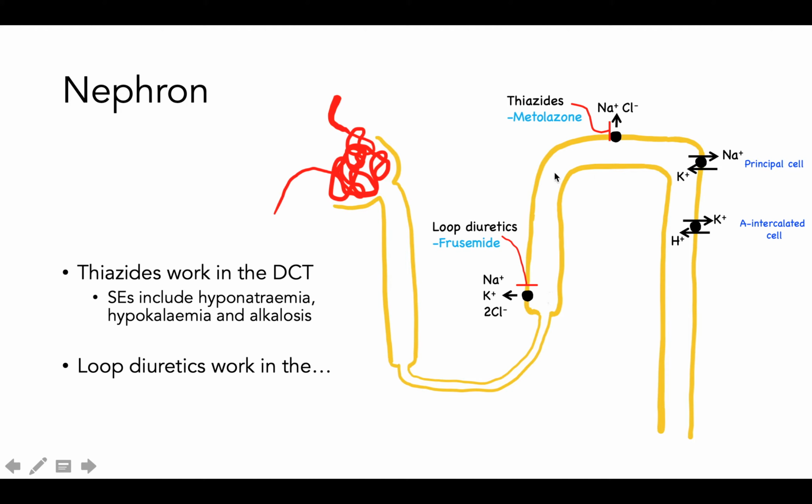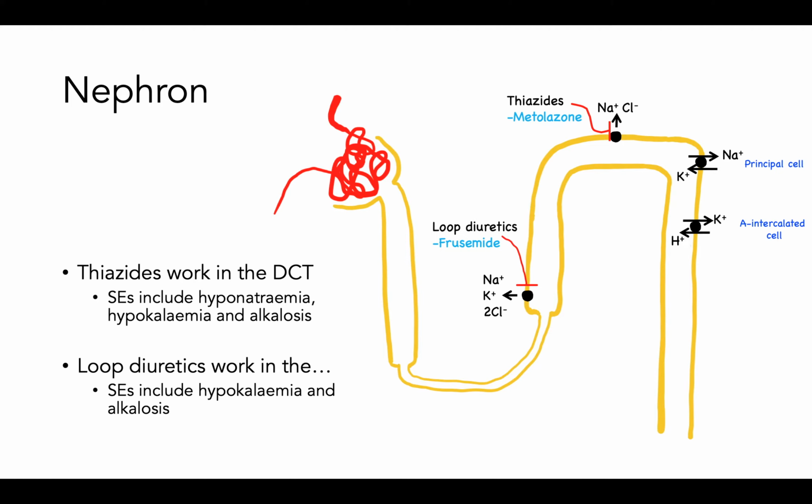You have a high sodium here. Now, with loop diuretics, you don't have the same degree of hyponatremia because this transporter can still resorb some of that sodium, but you do have principal cells overworking, and so you have hypokalemia, and you do have alpha intercalated cells overworking, chucking out too much H+, and so you get alkalosis.